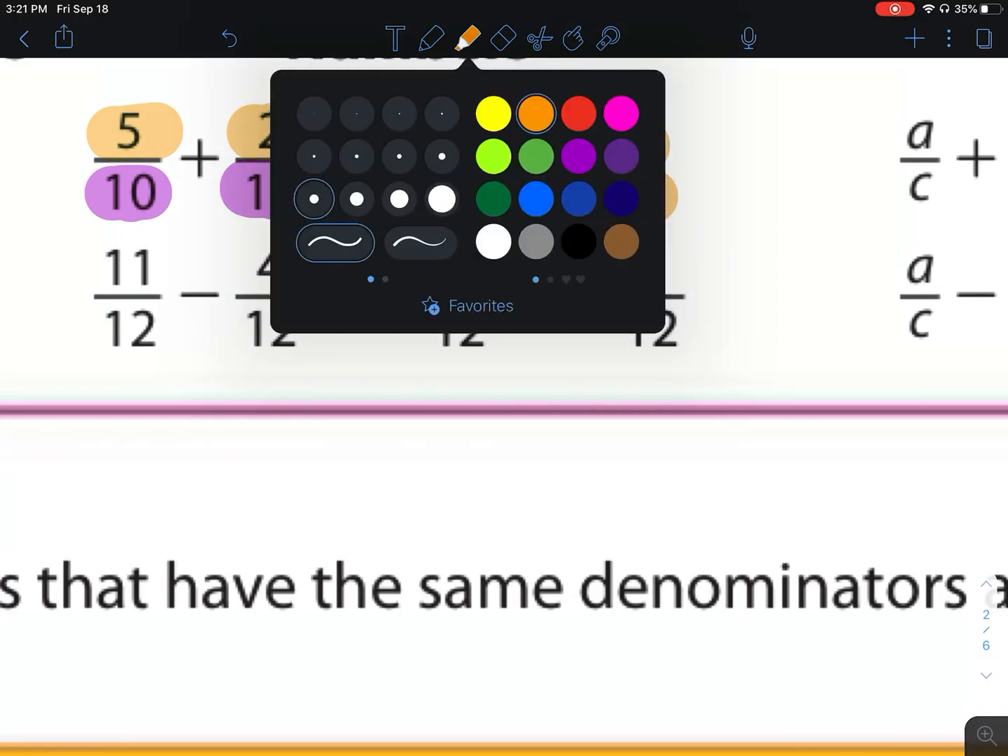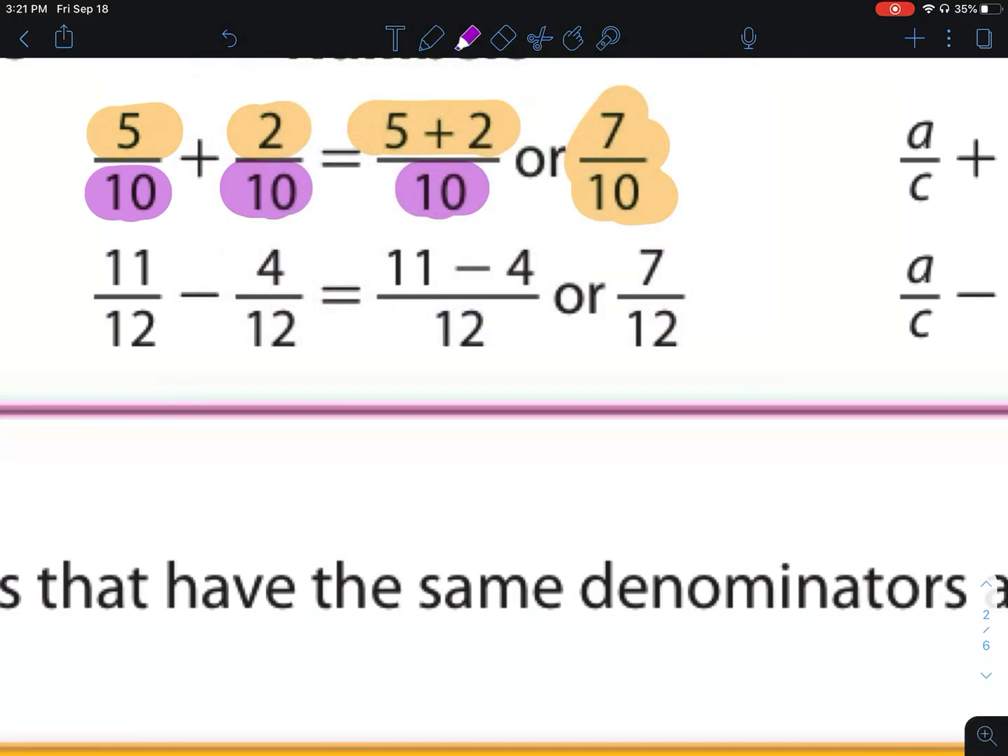So it's the same way with 11 over 12 minus 4 over 12. Again, denominators are the same. We keep the denominators and we simply subtract 11 minus 4. That gives us 7 over 12.